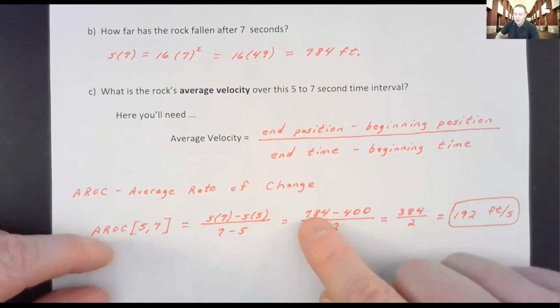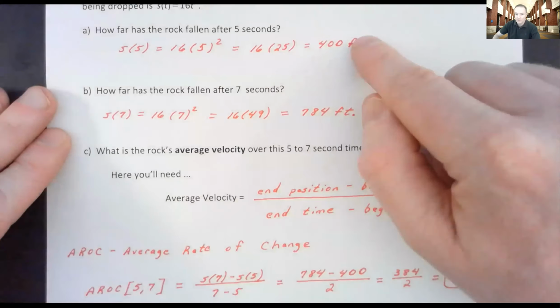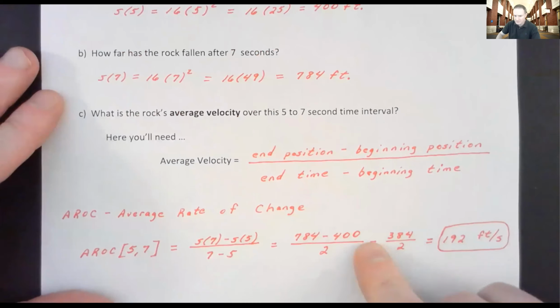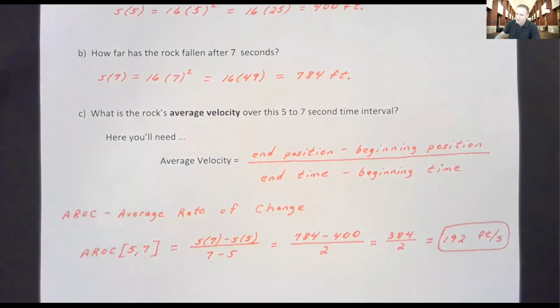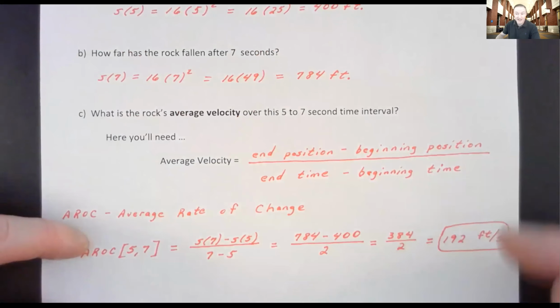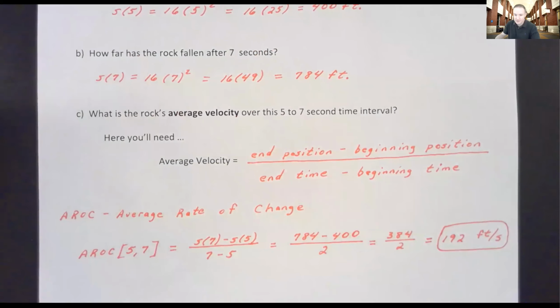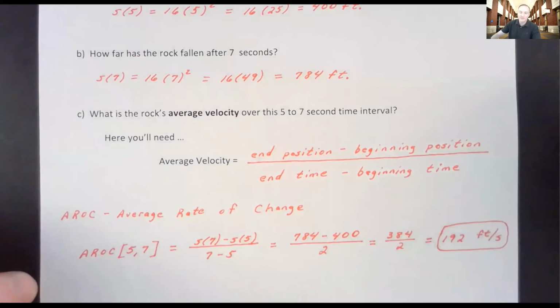We know our numerator, ending position minus beginning position, is the 784 minus 400. So what we know here is over this 2 second time period, that rock has fallen 384 feet. So its average velocity over that time period would be 384 over 2, or 192 feet per second. Okay, now think with me just a second before I go on to the next page.